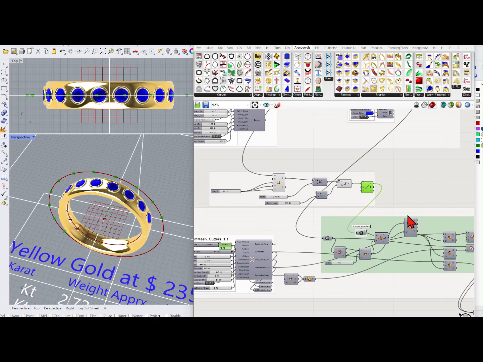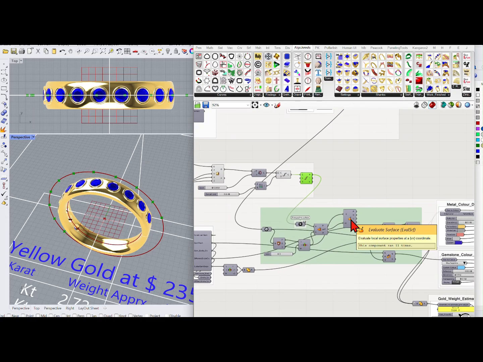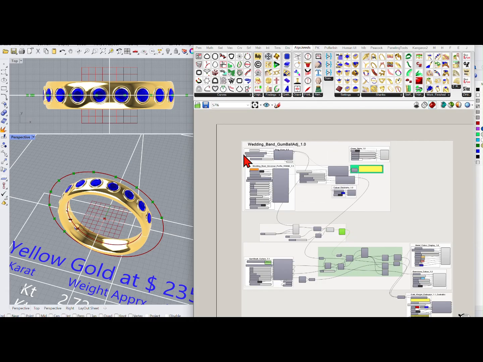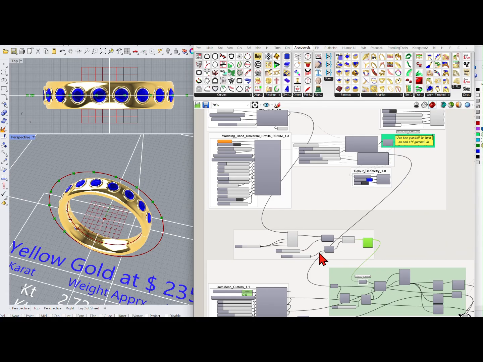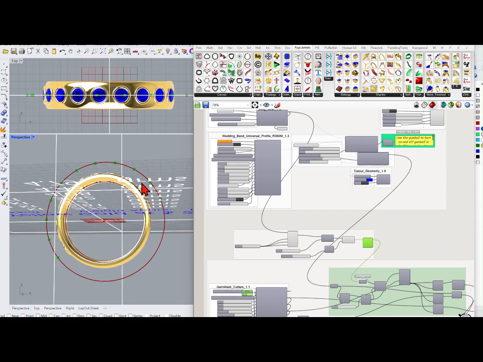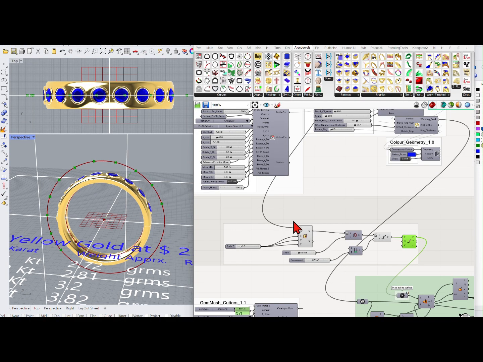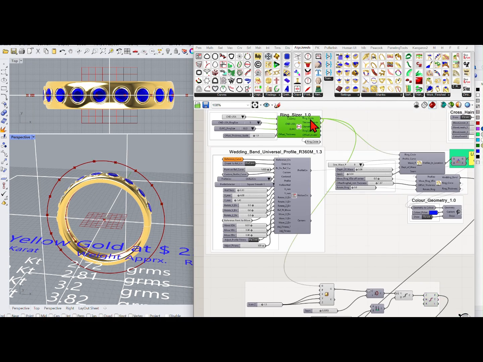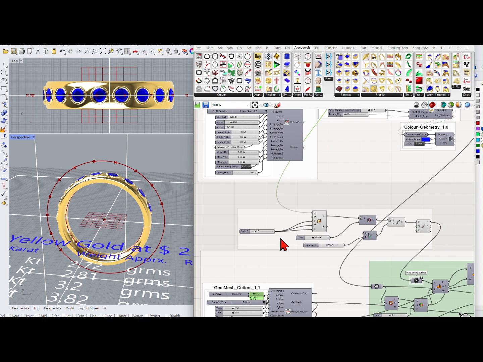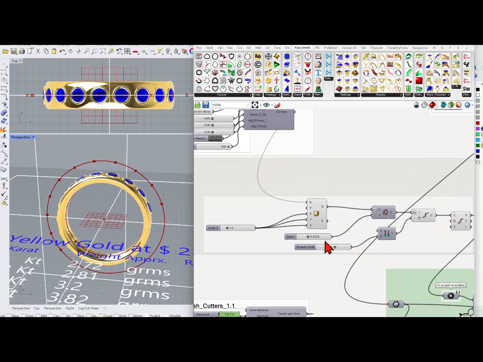So the key component to this ring is the evaluate surface and surface closest point. The rest is pretty standard. It's a wedding band, and we're using this circle, which is the ring circle, scaled up in all directions, X, Y, and Z, to subdivide it and get points. You can move the seam.